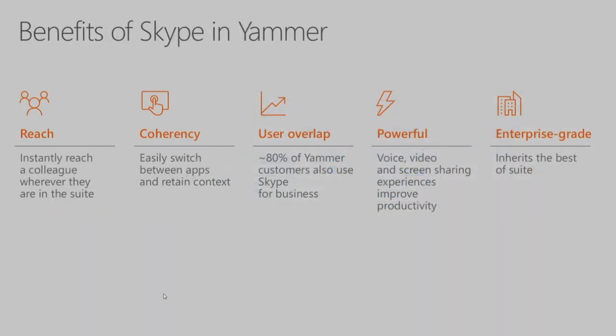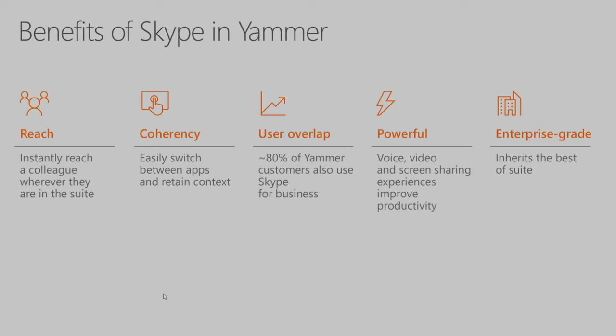Well, what are the benefits? Number one is reach. You can reach nearly all your colleagues, whoever is on Skype for Business online, with Yammer. Number two is coherency. You don't need to switch apps. You don't need to change context. It's simple for you to move from one app to the other, which is how it should be in Office 365. Third is user overlap. We found that nearly 80% of our Yammer customers also have a Skype for Business subscription.